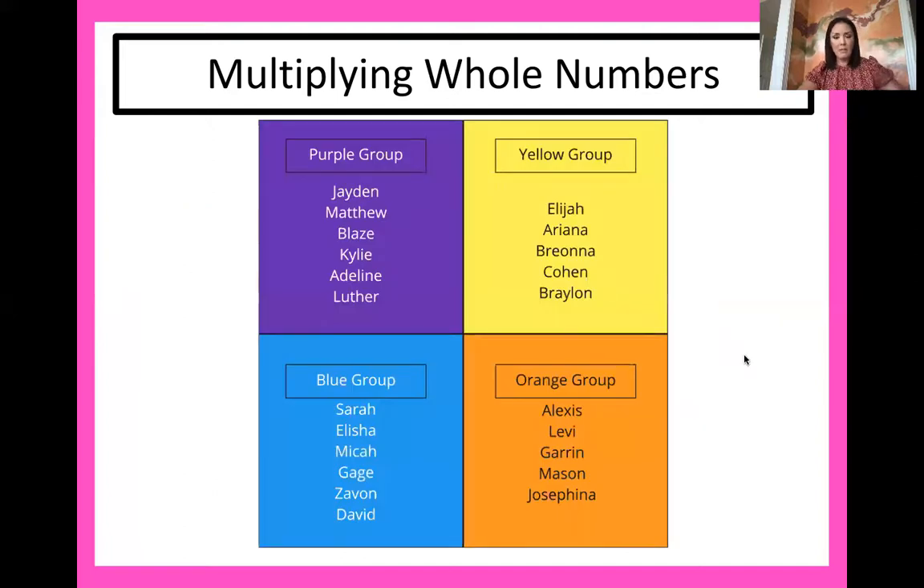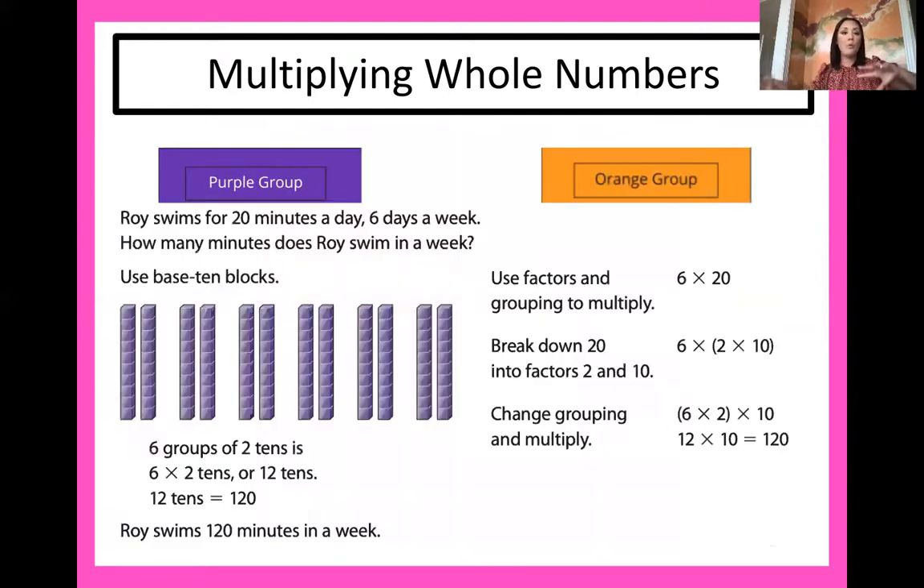Okay, so these are our small groups. We've got our purple group with Jaden, Matthew, Blaze, Kylie, Adeline, and Luther. Yellow group is Elijah, Ariana, Brianna, Cohen, and Braylon. Blue group is Sarah, Alicia, Micah, Gage, Zavon, and David. And orange group is Alexis, Levi, Garen, Mason, and Josephina. I am going to be meeting with the purple group this morning, and I am going to meet with the orange group this morning, and then we will rotate out, but we are going to go ahead and move right to that place.